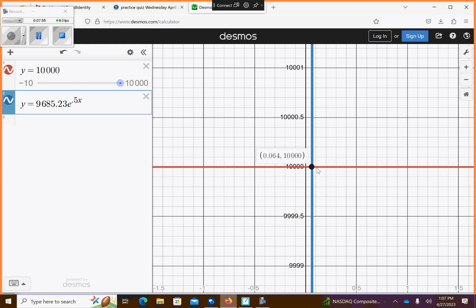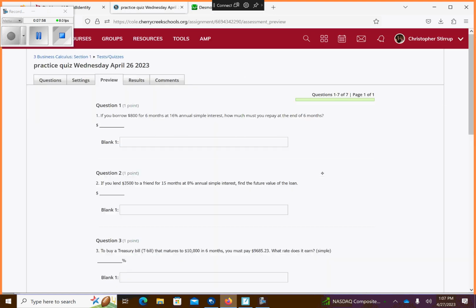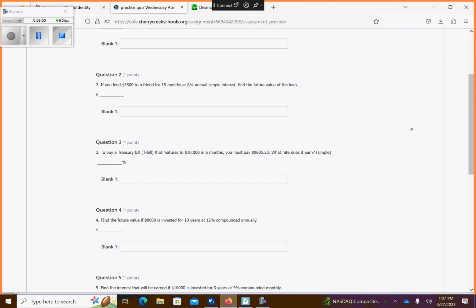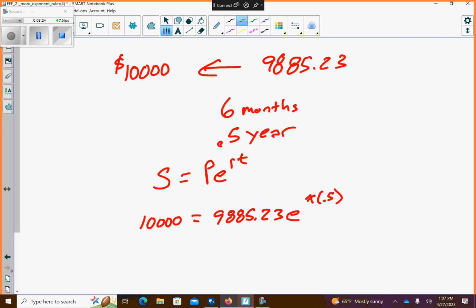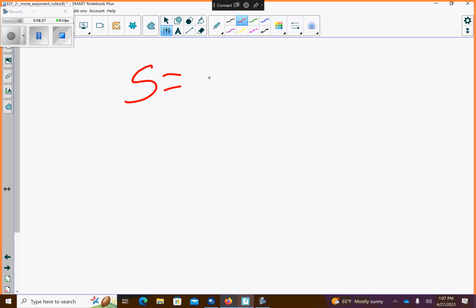All right, the number four says, find the interest. Oh, wait, number four, right? It says find the future value of $8,000 is invested for 10 years at 12% compounded annually. Okay. So this is going to be one because it's compounded annually. I want to use this equation.